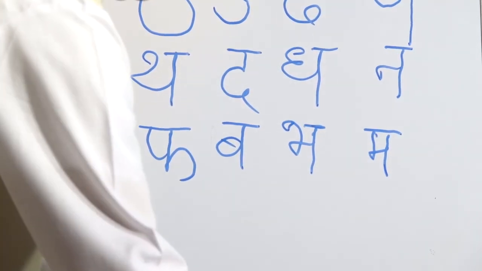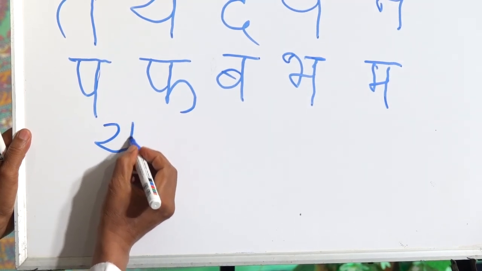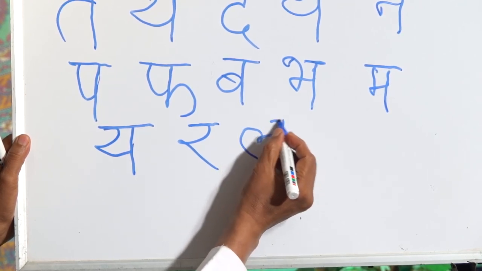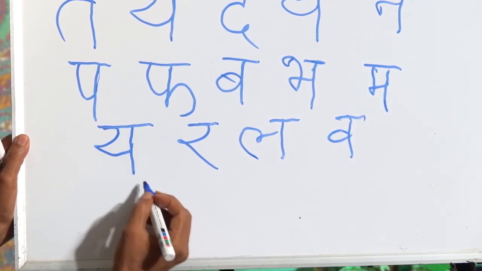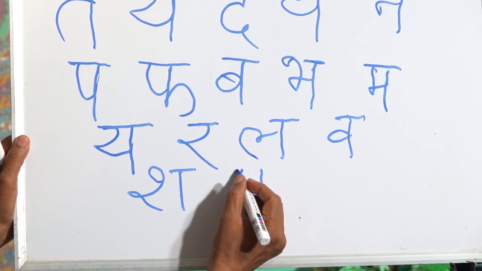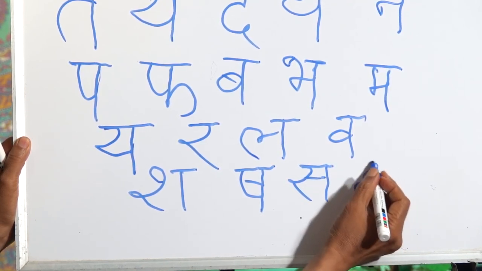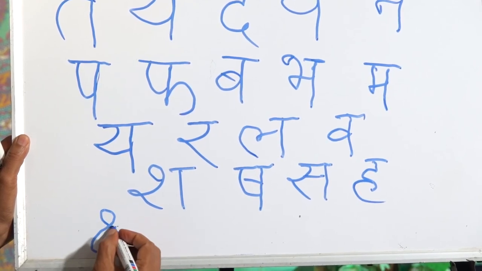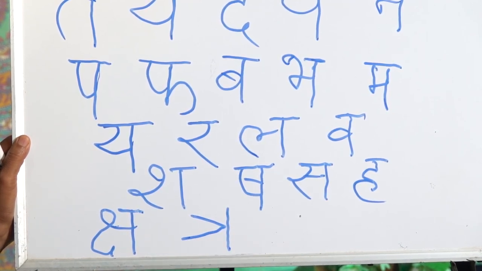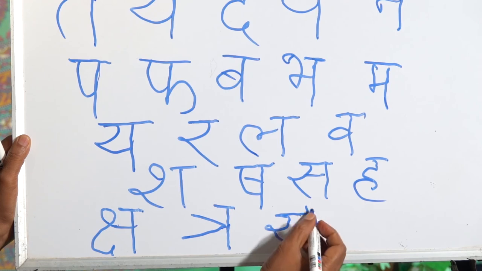Here you can see ya, ra, la, wa, sha, sha, sa, and ha. And the last one, cha, tra. Can you see? Tra, and the last one, gya.